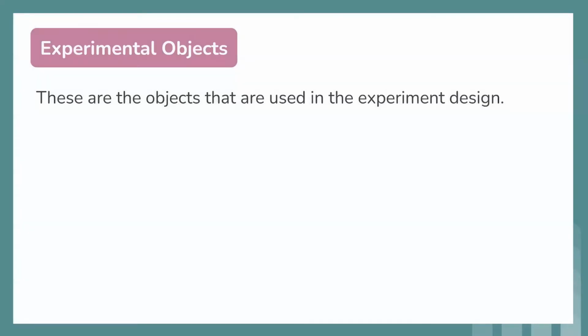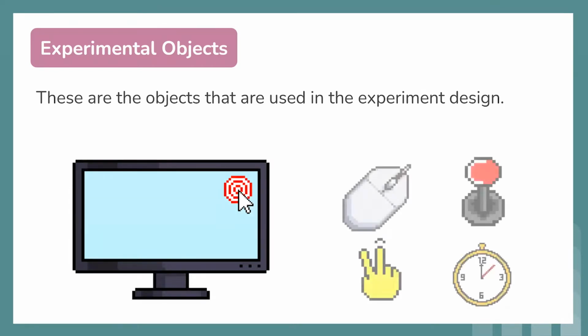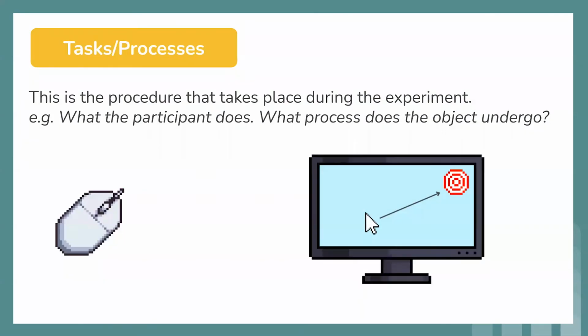First, the experimental objects. These are the objects that are used in the experimental design. For example, the monitor with the cursor and the target is an experimental object. The input devices are also experimental objects, such as the mouse, analog stick, and trackpad. Additionally, the software or stopwatch we use to capture how long it takes the cursor to reach the target is another experimental object.